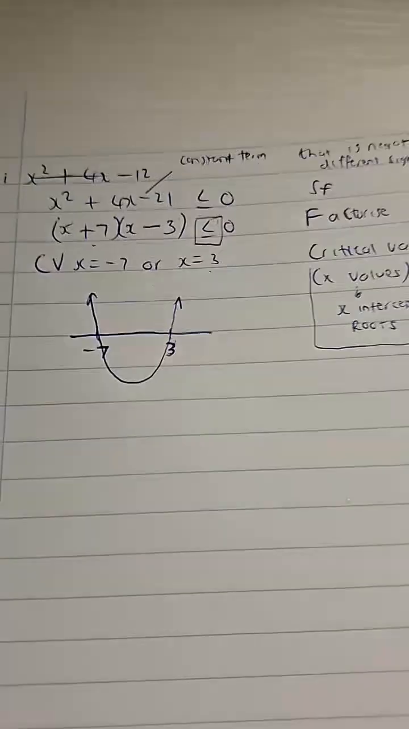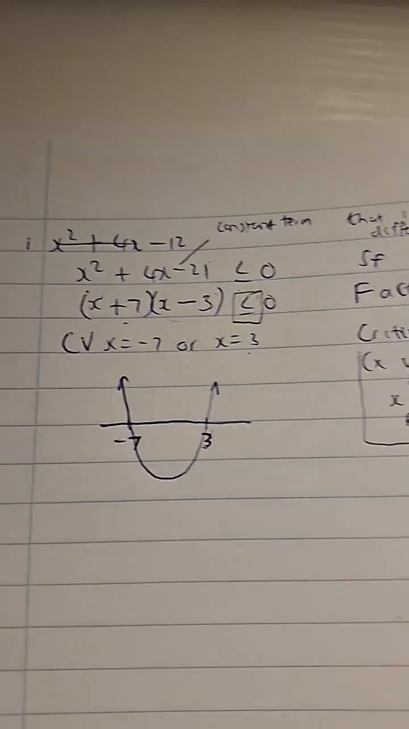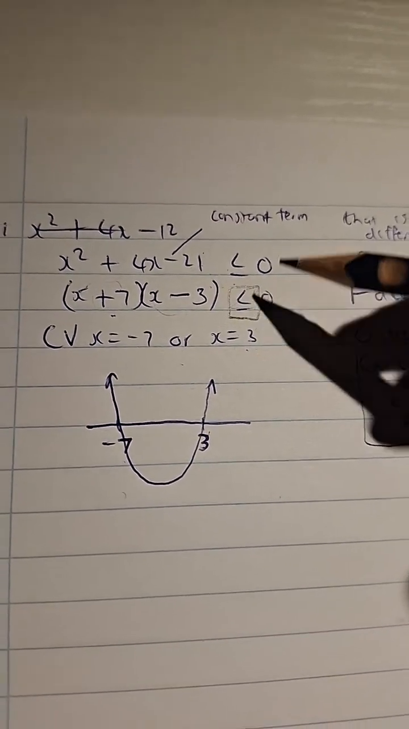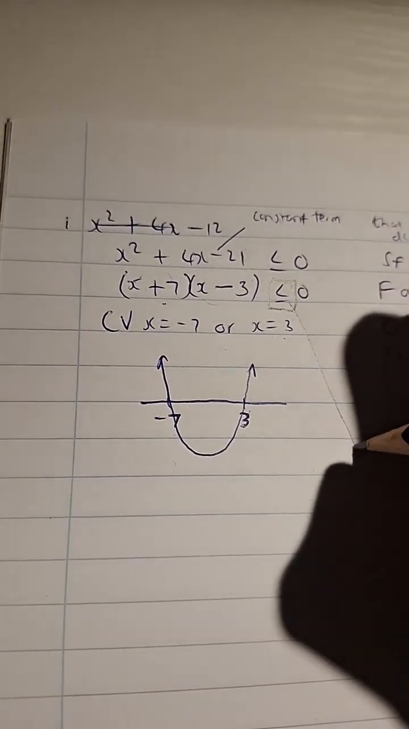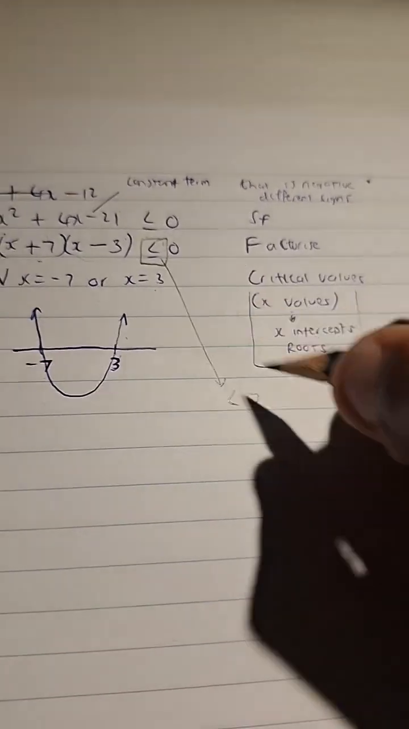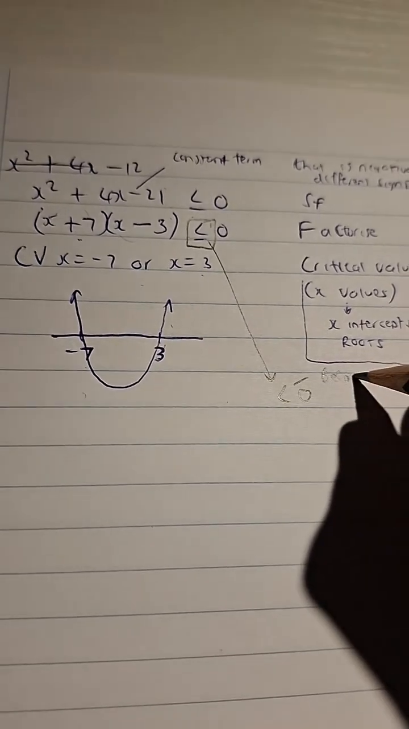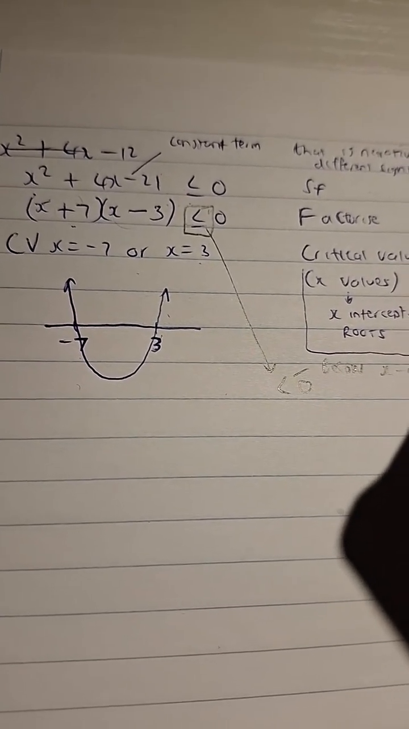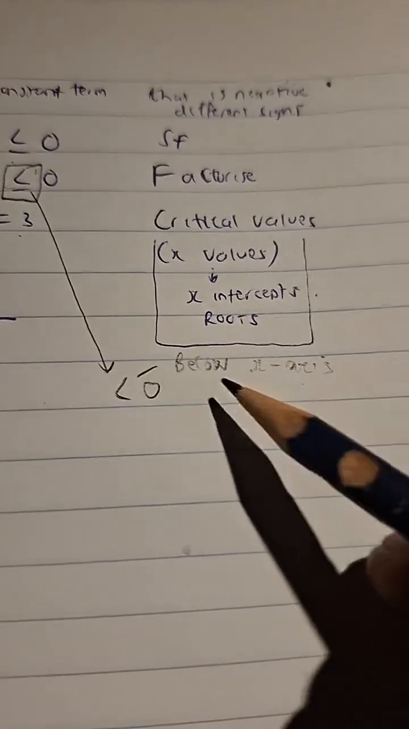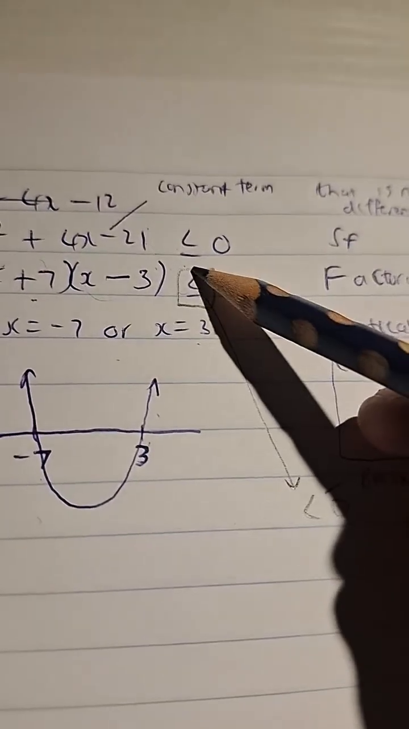Now, I want to help us understand what this inequality sign actually means. Please take note. Listen to me well. (x + 7)(x - 3) is less than or equal to 0. There's meaning behind this as it relates to the function. When we say less than 0, we mean for the function below the x-axis. In other words, this is where y is negative.